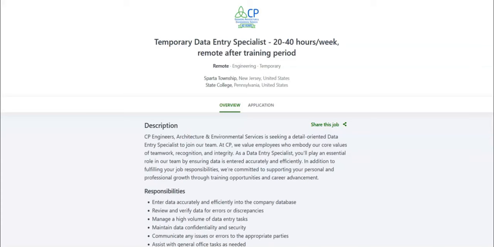While training will be done in office, after 1 to 3 weeks, this position can be done remotely, and you'll be given flexible hours. After the training period, you'll be working between 20 to 40 hours a week. The pay range for this job is from $20 to $23 per hour. Please note that this is a temporary position.